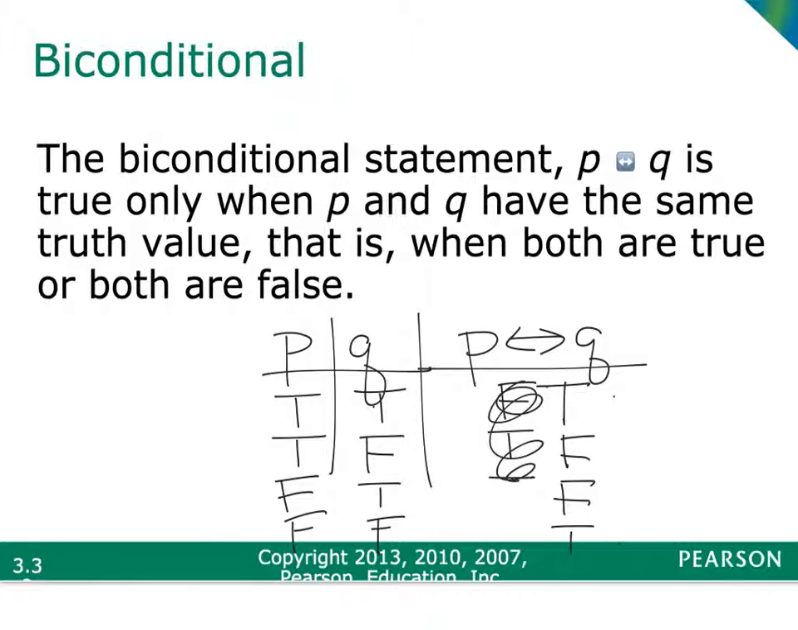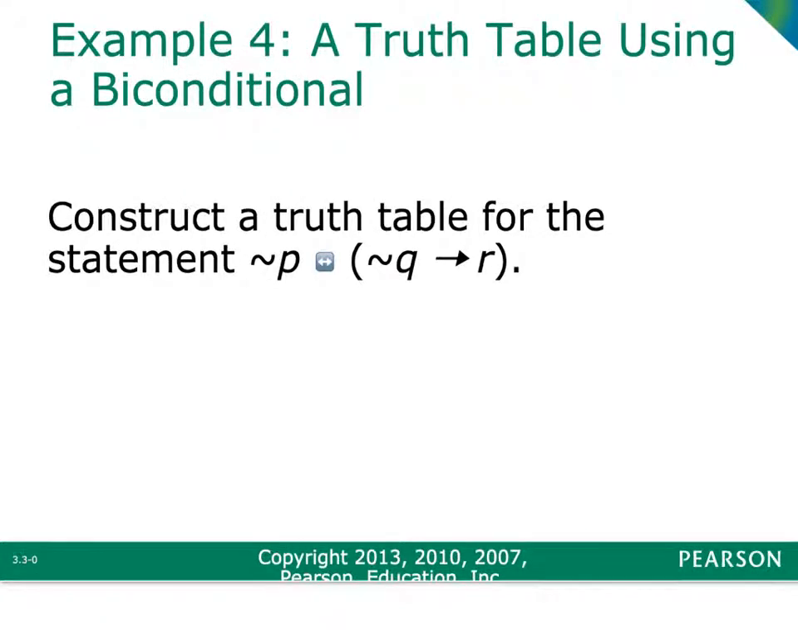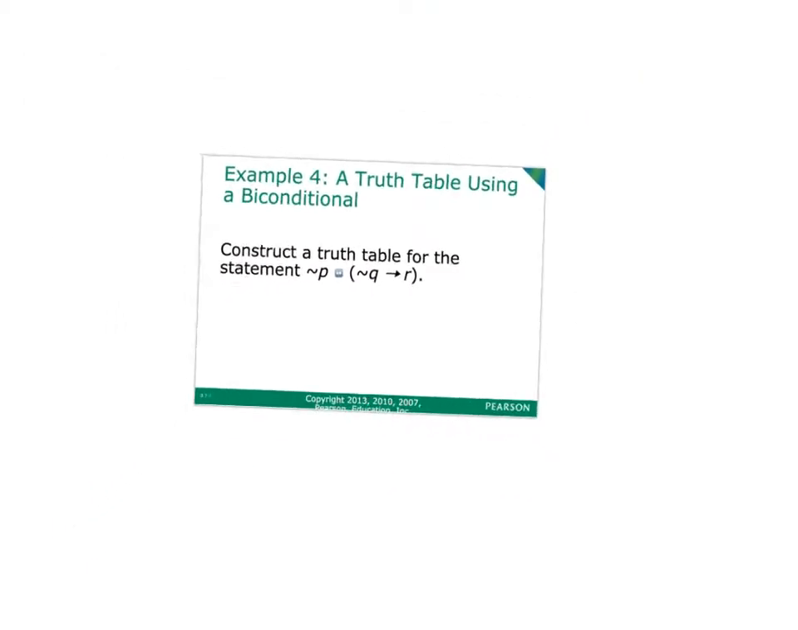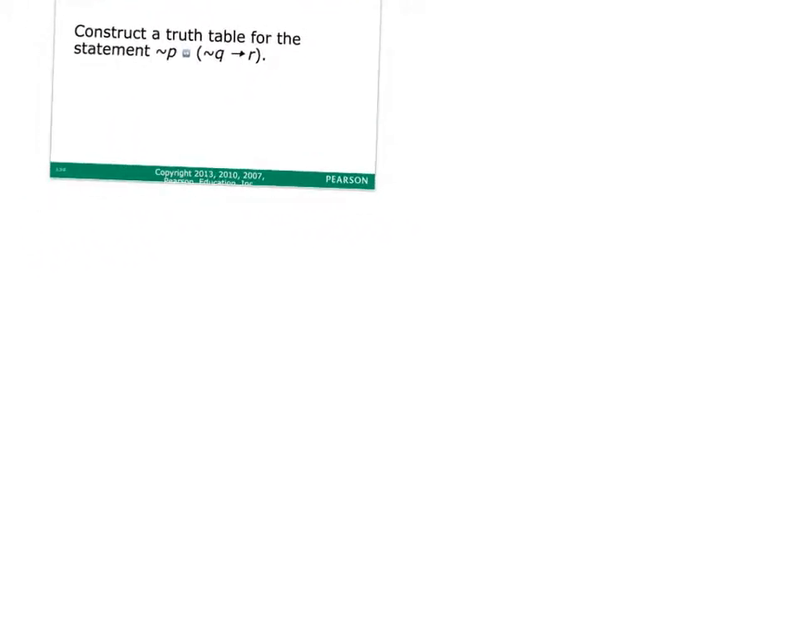Okay, so let's see that in action. Construct a truth table for the following statement. Not P, if and only if, not Q implies R. Okay, so this one's a little more complex, but we can do it. So I'm going to shrink it up. Notice that you have 3 statements here. You have a P, a Q, and an R. Okay, so that's going to make your table a little bit bigger, but we can do it.